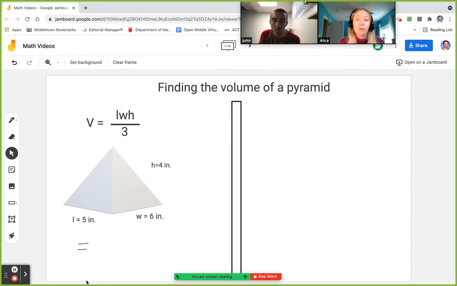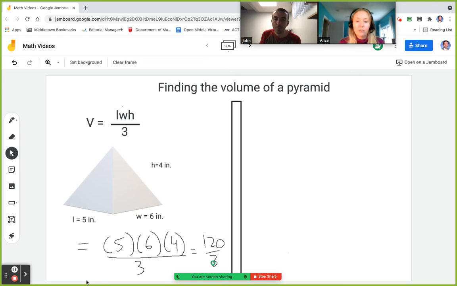So the length and the width are the two dimensions of the rectangular base. So I'd say, okay, that's 5 times 6. The height is the height of the pyramid, which is given as 4. And this is all divided by 3. So 6 times 5 is 30. 30 times 4 is 120 over 3.